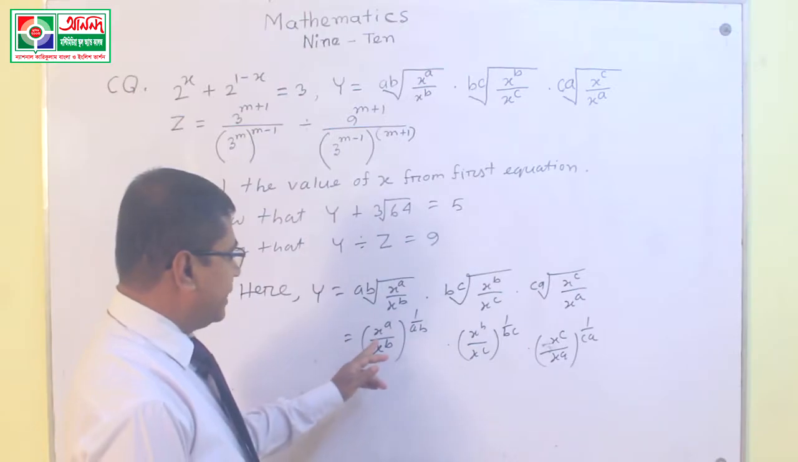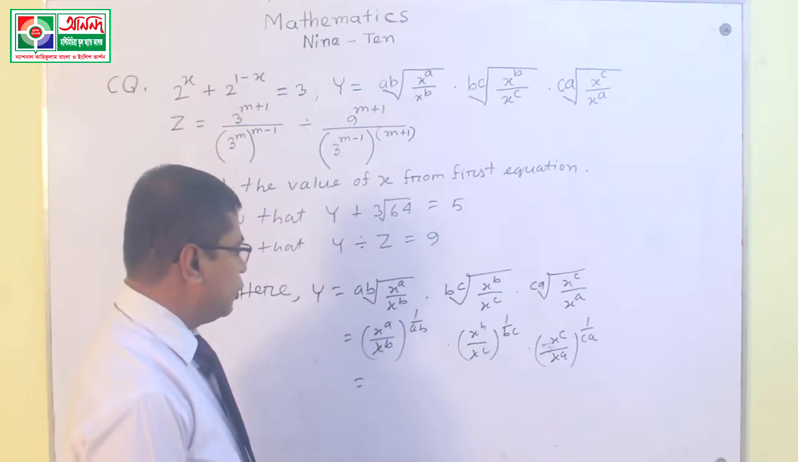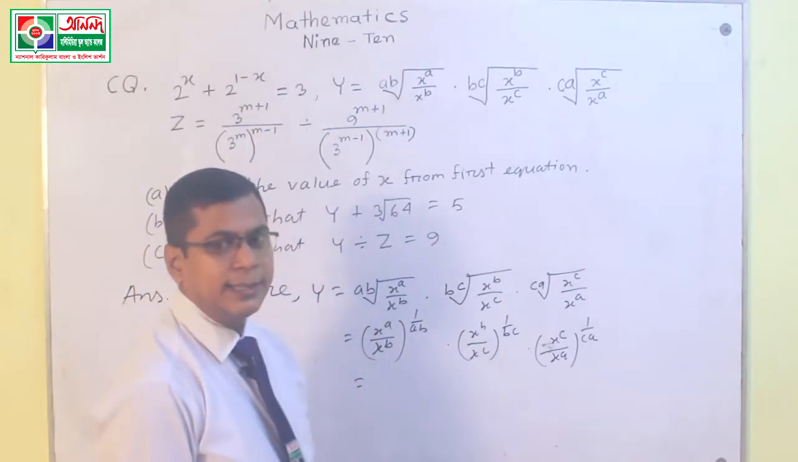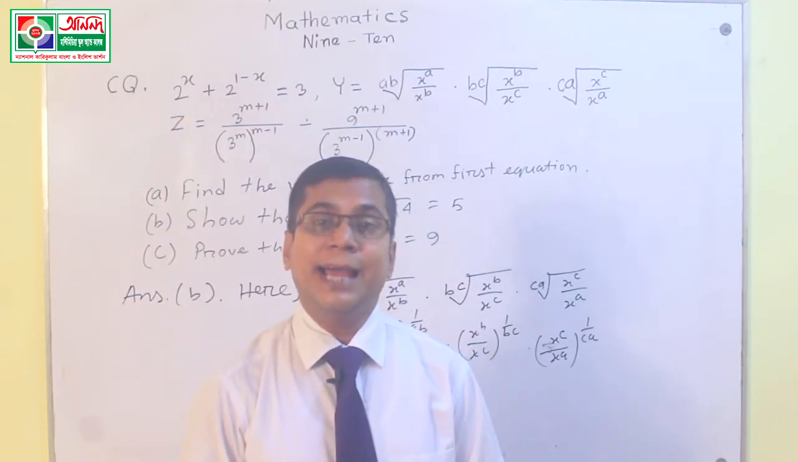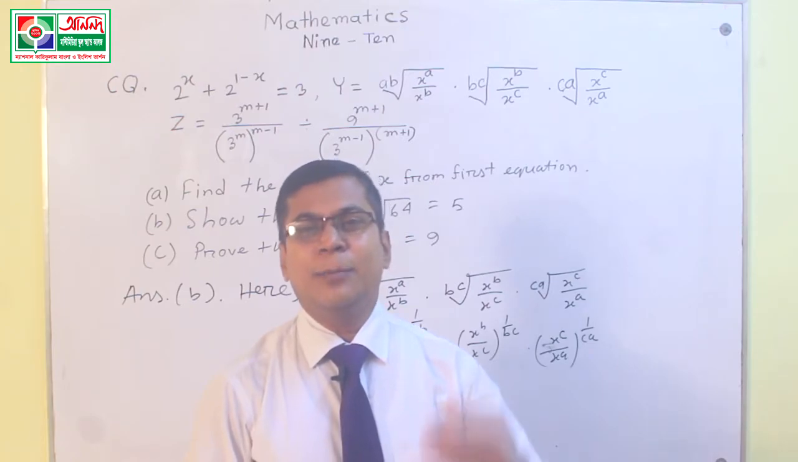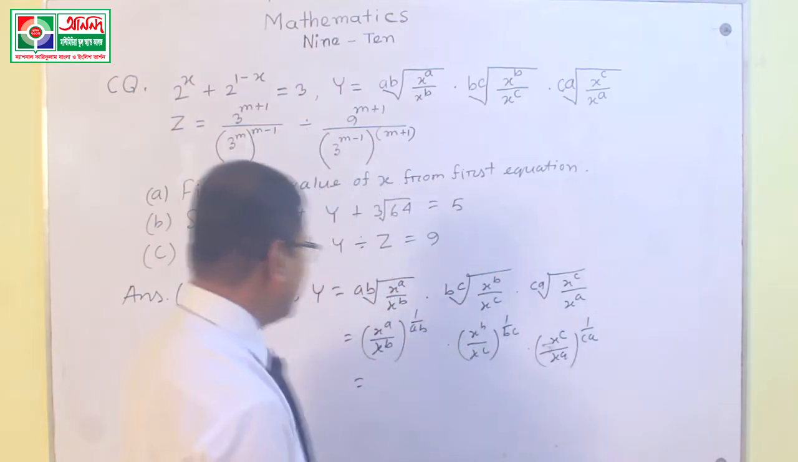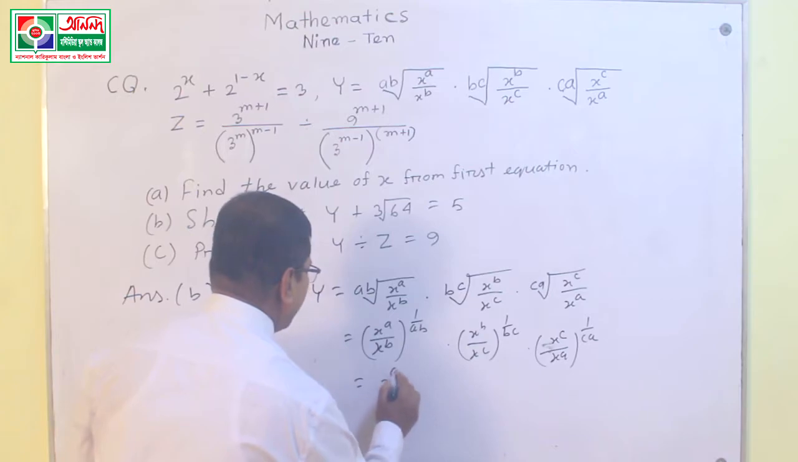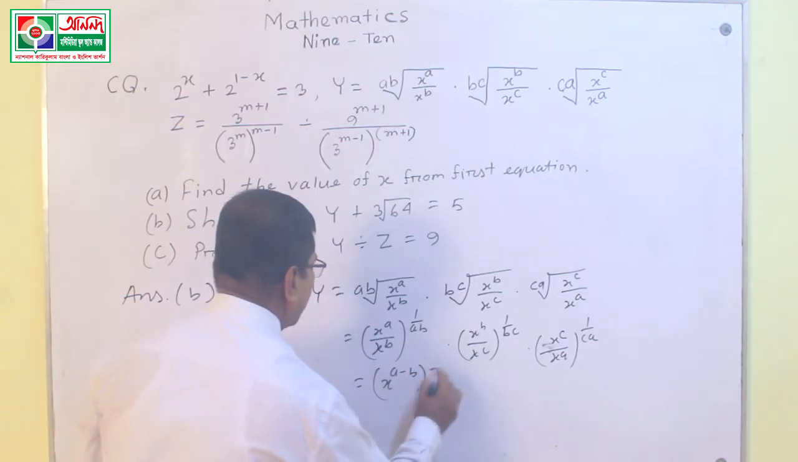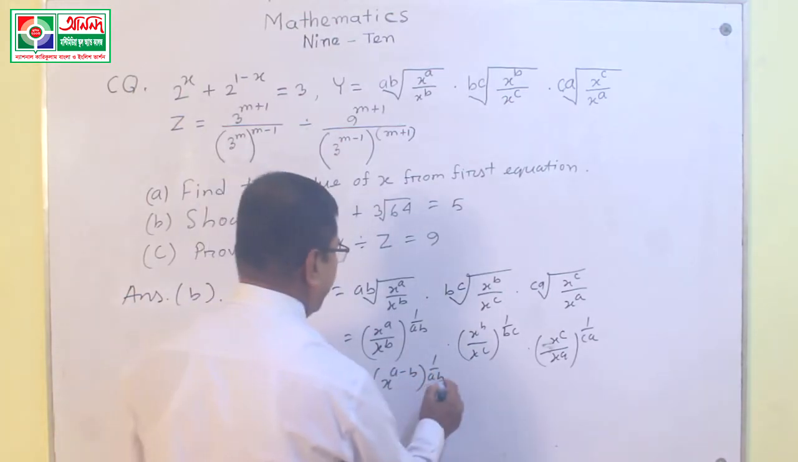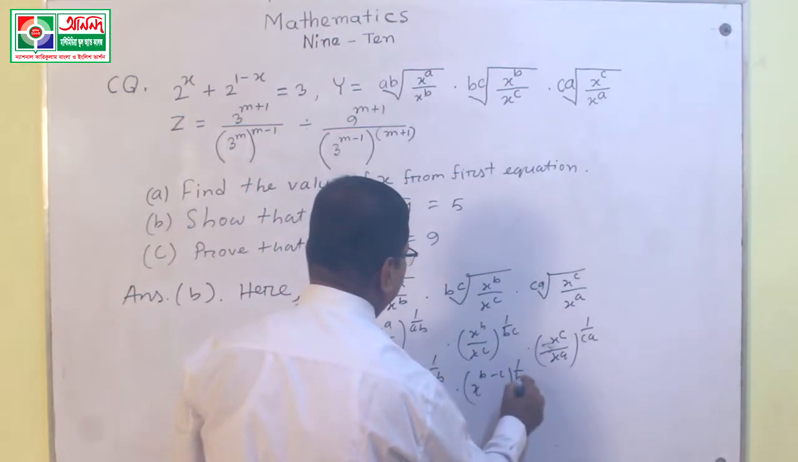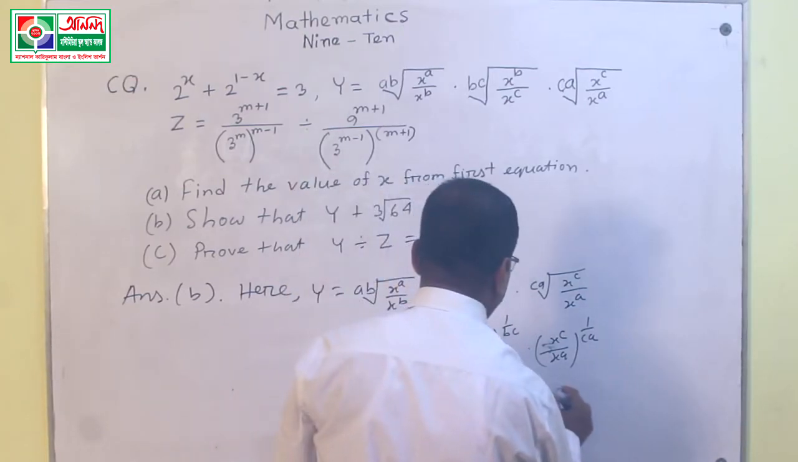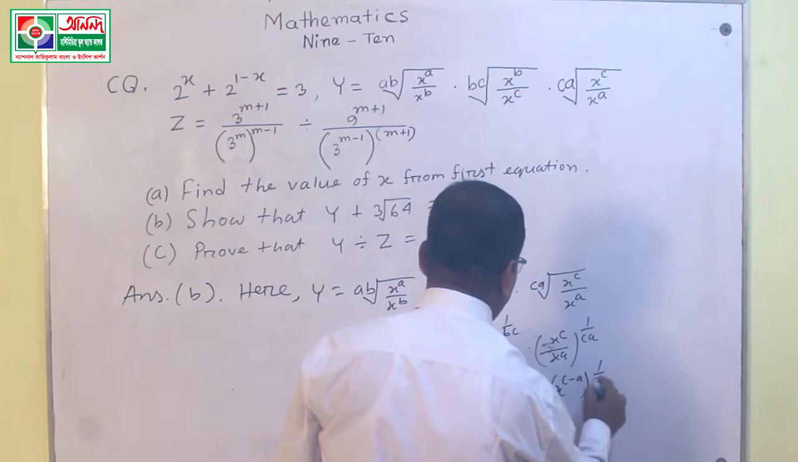Now here look at x to the power a by x to the power b. We know the bases are same and the terms are in the form of division. So we can write only one base and the powers will be subtracted. So you can write here x to the power a minus b whole to the power 1 by ab. In the same way you can write here x to the power b minus c whole to the power 1 by bc, and here you can write x to the power c minus a whole to the power 1 by ca.